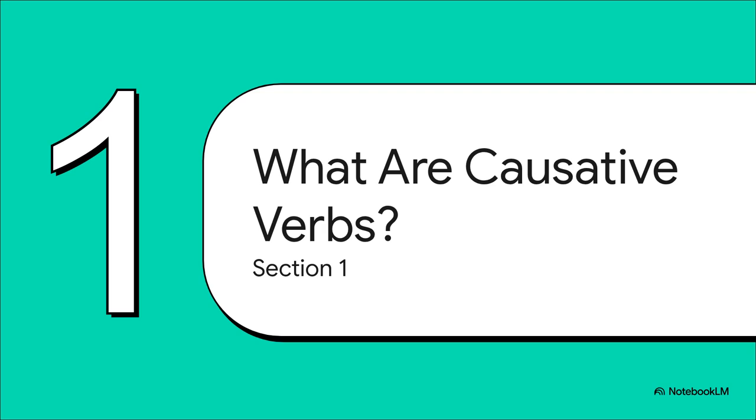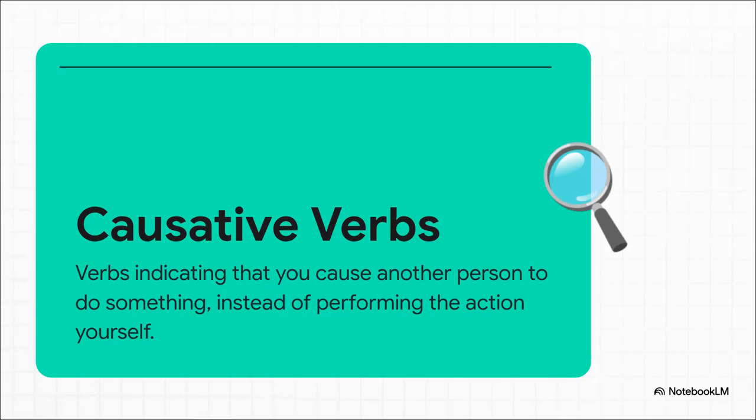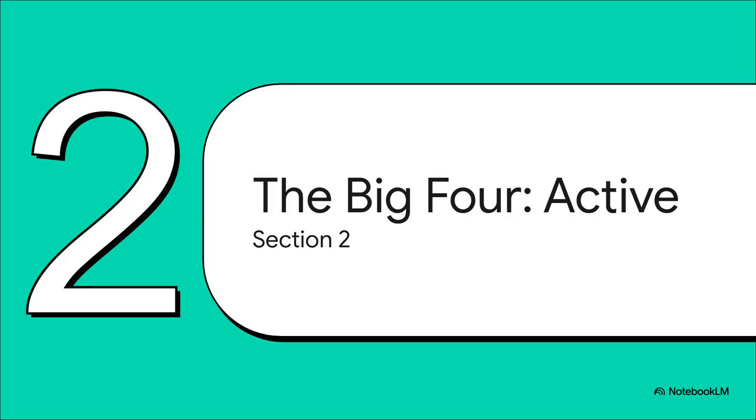Section 1. What are we even talking about when we say causative verbs? You know, the clue is right there in the name. They cause something to happen. So instead of you doing the action, you're the one who arranges it, or maybe forces it, or even just allows it. Basically, you're the director of the movie, not the actor on screen. You make it happen.